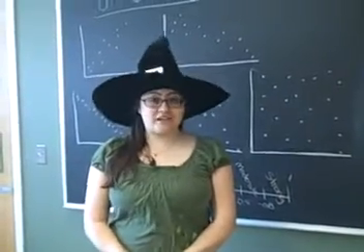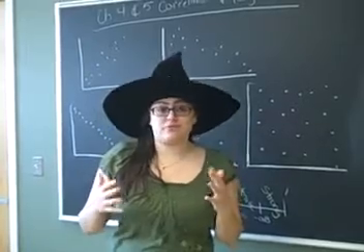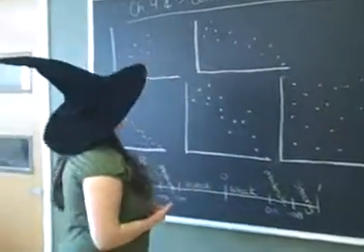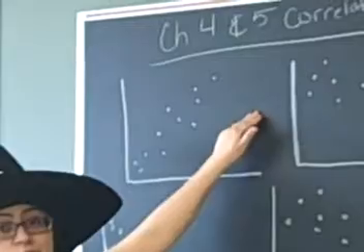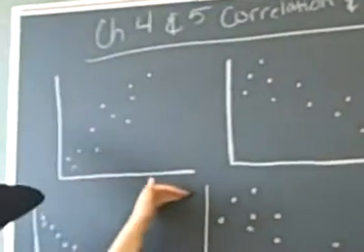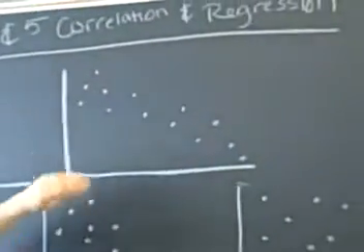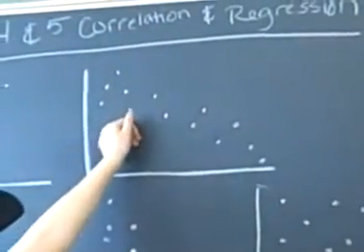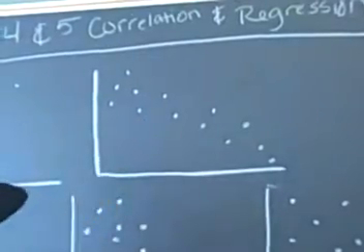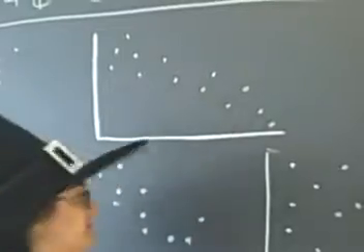Let's talk about correlation and regression. Correlation is how two different variables relate to one another. You can have a positive association where both increase at the same time, such as the amount of studying you do and the grades that you get, or a negative association, such as the length of the grass and how often you mow it.